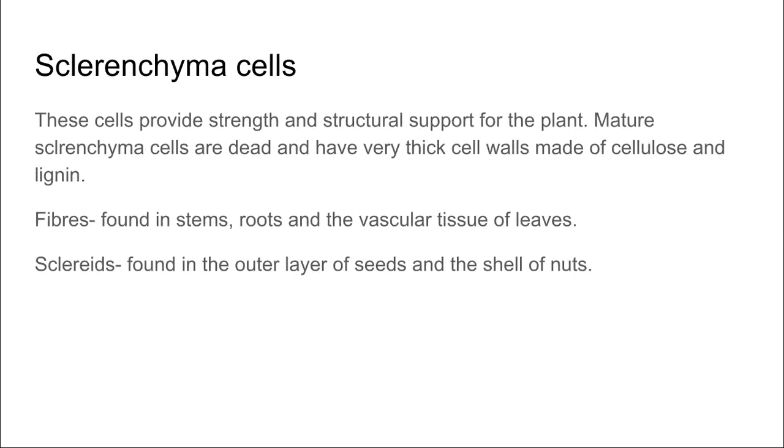And sclerenchyma cells provide strength and structural support for the plant. They are made of cellulose and lignin, and their cell walls are quite thick. They're found in the stems, roots, and the vascular tissues of leaves, and also found in the outer layer of seeds and the shell of nuts.